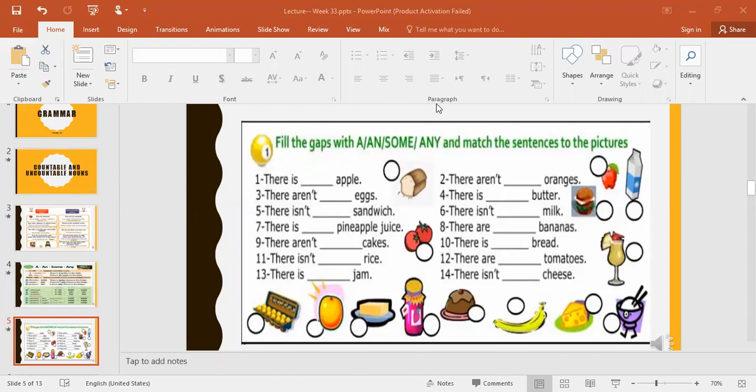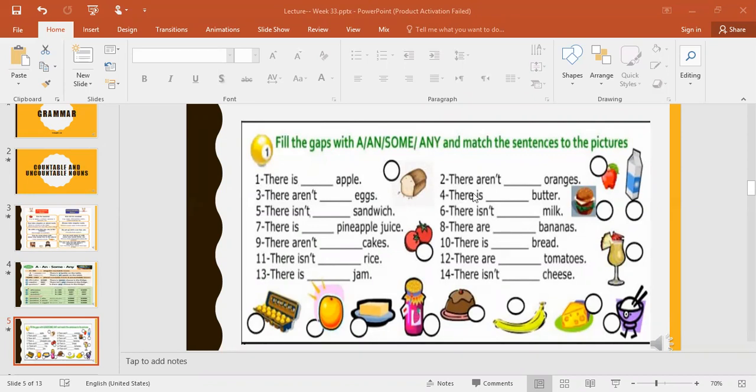Number three, Karim. There aren't any eggs. Very good. Abbas? Yalla, Abbas. Four? There isn't any sandwich. There isn't a sandwich. Yes, and the sandwich is countable. If it were uncountable, I would say there isn't any sandwich. Very good, Abbas.